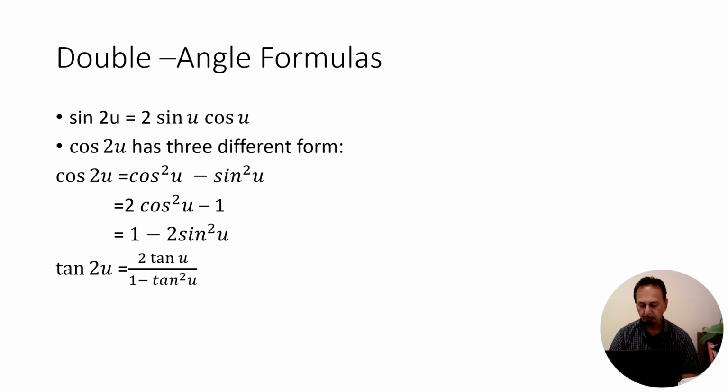Double angle formulas. Sine 2u equals 2 sine u cosine u, and cosine 2u has three different forms. Cosine 2u equals cosine squared u minus sine squared u, which equals 2 cosine squared u minus 1, or 1 minus 2 sine squared u. And tangent 2u is equal to 2 tangent u over 1 minus tangent squared u.